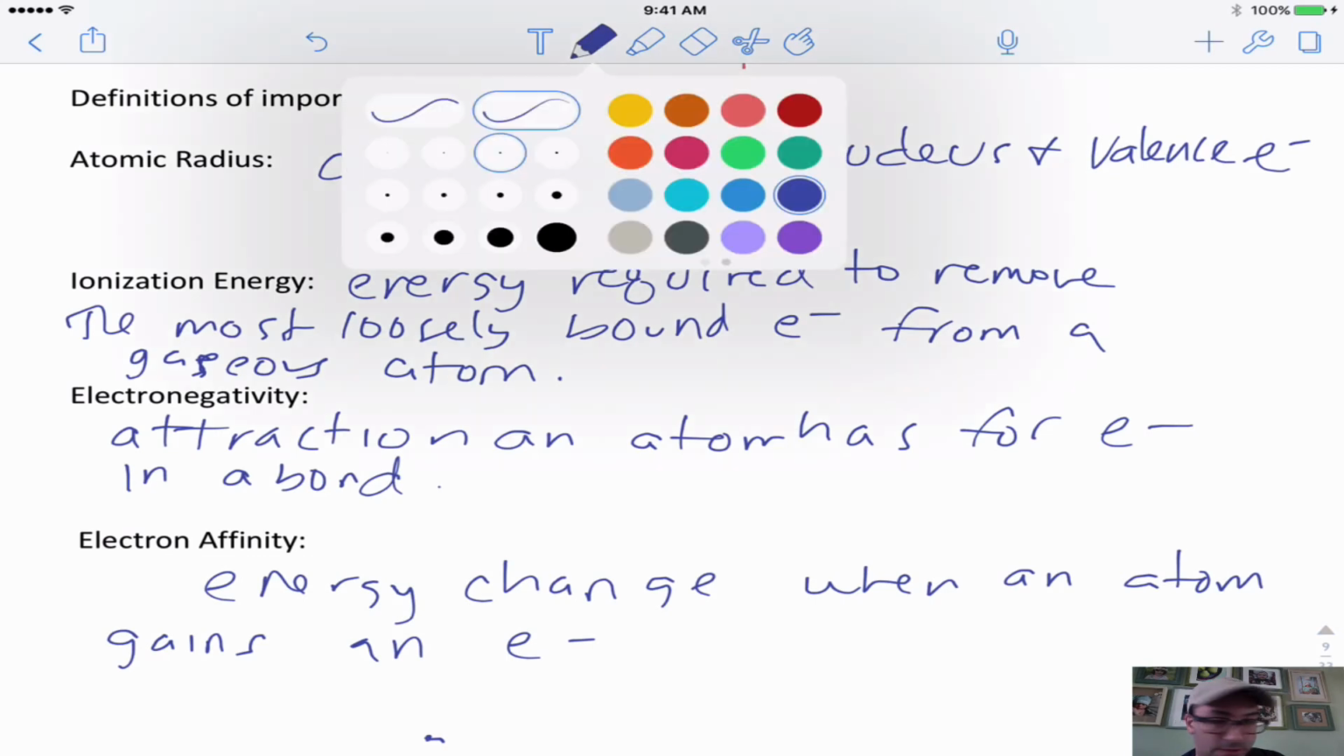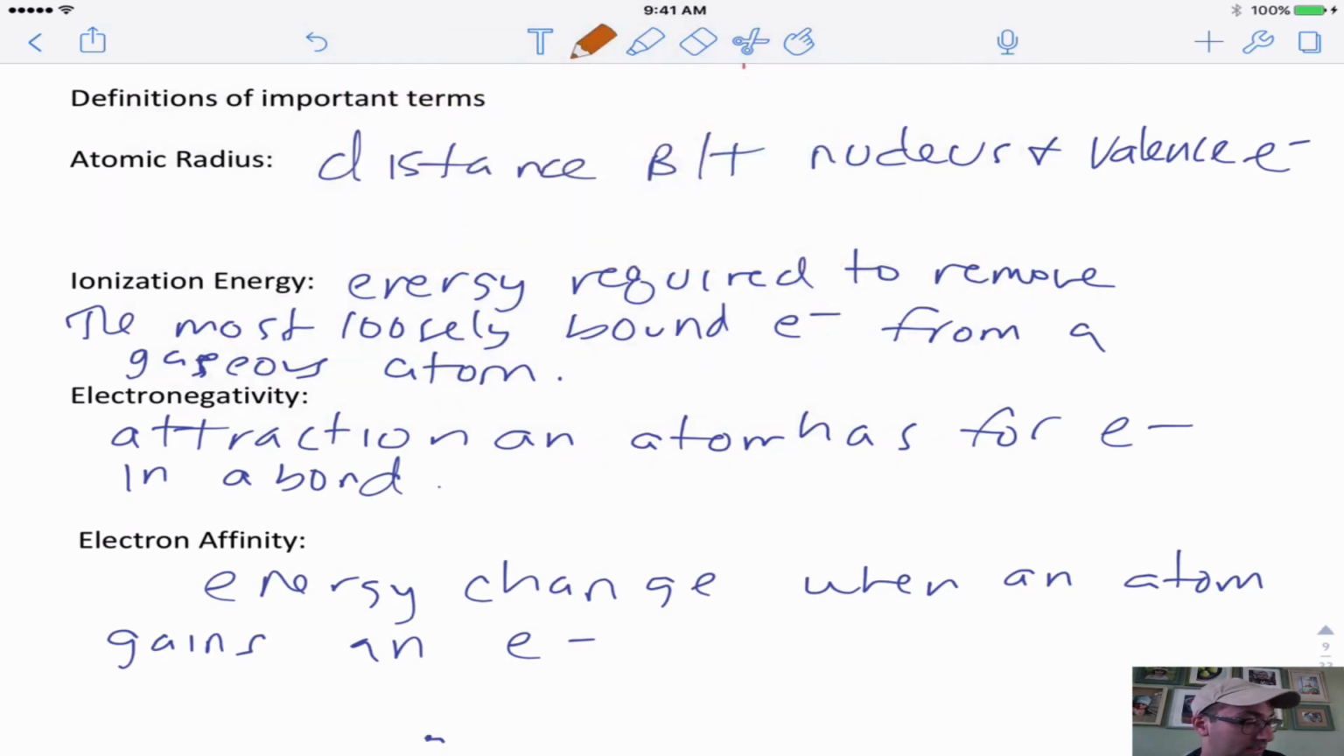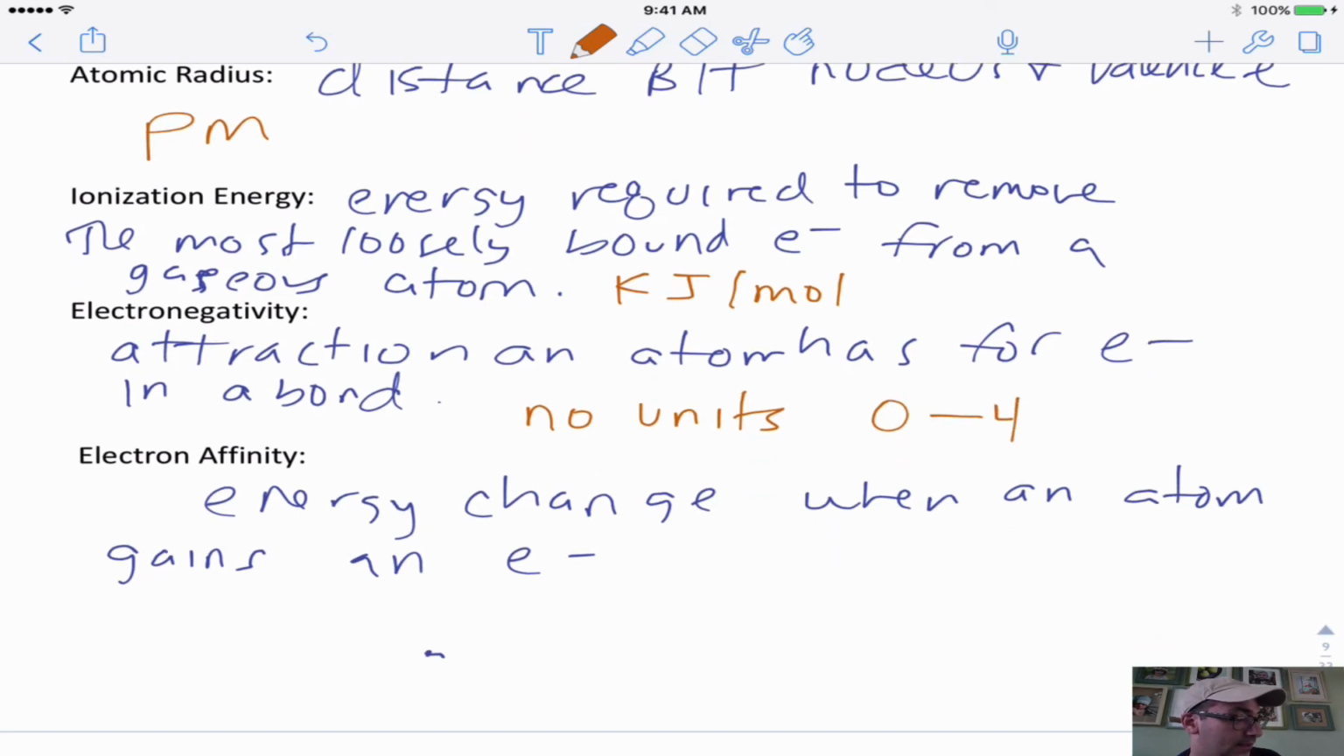Now just to really quickly wrap this up, talking about some of the units, atomic radius is normally in picometers. Ionization energy is normally done in kilojoules per mole. Electronegativity has no units. It's on a scale of 0 to 4. And electron affinity is normally in units of kilojoules per mole. Ionization energy is always positive. It's always endothermic. Electron affinity could be positive or negative.